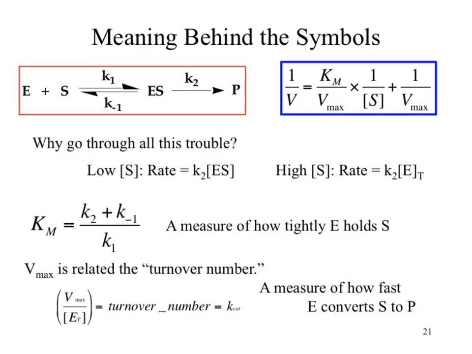Okay? The biggest one is this Km. It's looking at the relationship between K2, K-1, and K1. Okay? What this measures is how tightly the enzyme holds the substrate. It's the best way to kind of look at it. If we have a very large value, what does that mean? K2 and K-1 are large, if we have a large Km. K1 would be very small. How tightly does our enzyme hold the substrate?